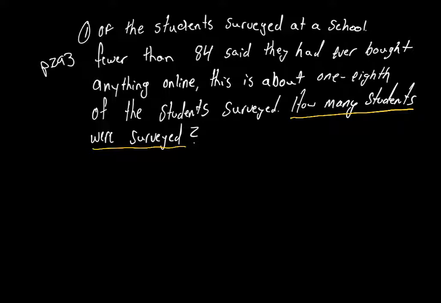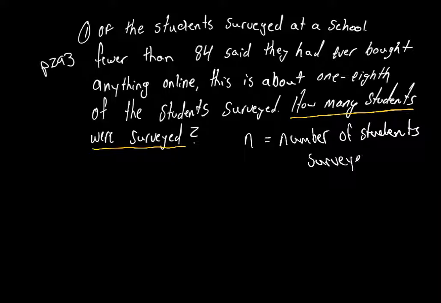And so I'm going to assign a variable for how many students were surveyed. We don't know how many there are. That's why they're asking us to find it. And so I'm going to use what the book uses, and they use n to represent the number of students that were surveyed. That's what we're going to solve for. n equals the number of students surveyed.